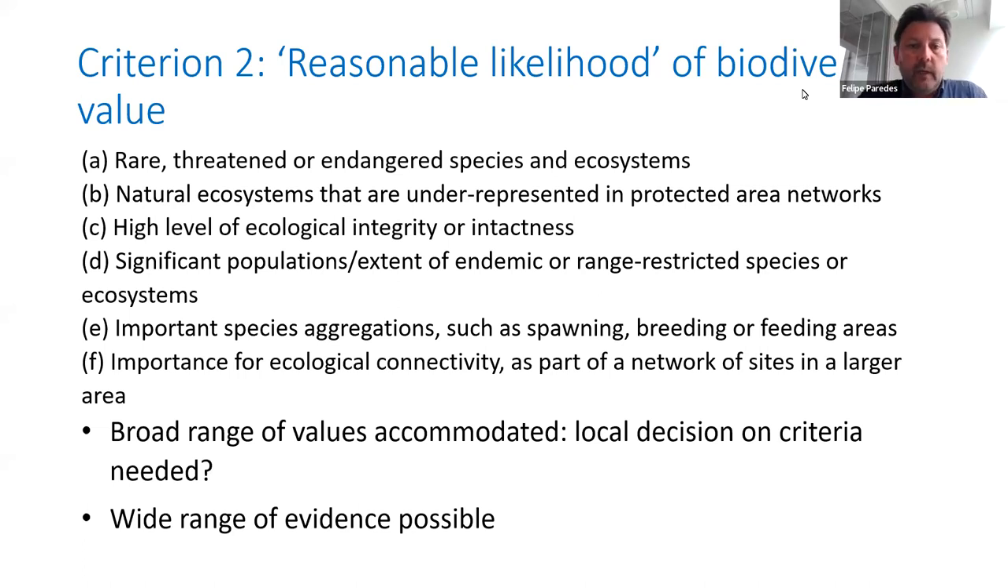Remember that Target 3 of the Global Biodiversity Framework recommends promoting both OECMs and MPAs that are integrated into a larger seascape. So biodiversity value F is in that idea of the connectivity of different sites. And then with the tool, the idea is to identify at least one of these biodiversity values to be recognized as OECMs. But of course, there's a broad range of values that have to be accommodated, and this is again a local decision on criteria needed. And of course, this step might be very data and evidence intensive, but you have to provide the proof of that in the next full assessment.